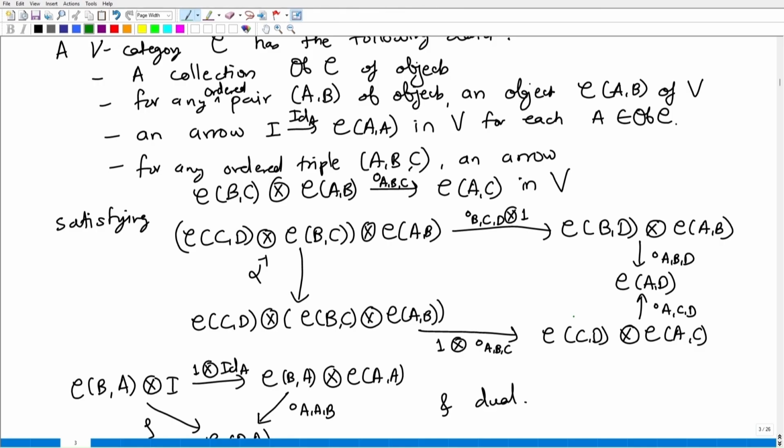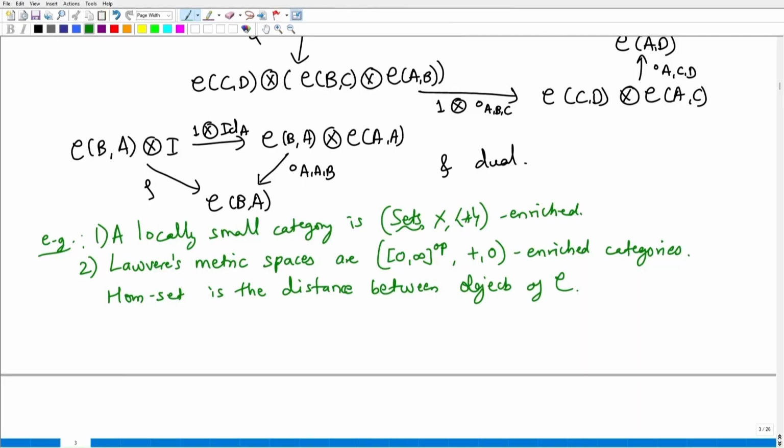Okay, and an arrow. What is the meaning of an arrow? So I said [0, ∞]^op. So there is an arrow from R to S if R is bigger or equal to S. So what does it say? Yeah, I mean, so d of an object A to itself is bigger or equal to 0. This is the identity thing.